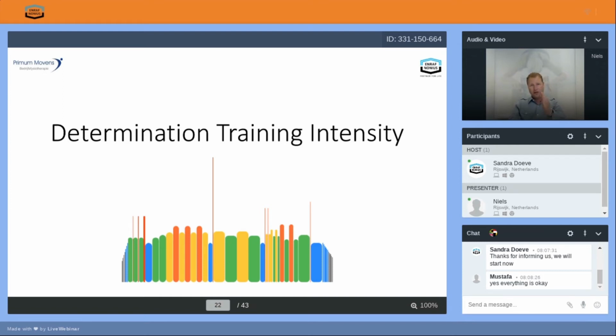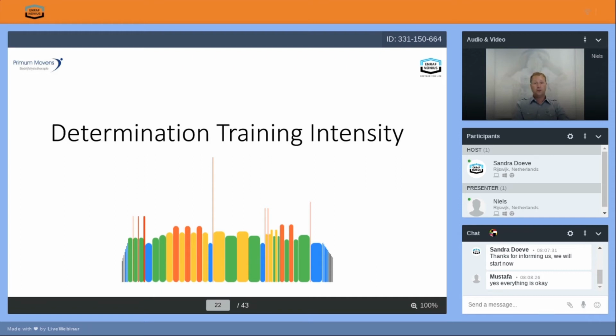That's why the next part, determination of the training intensity, is quite important, because as you saw in the previous graphs, if you have to deliver a lot of strength in a short amount of time, the creatine phosphate system is mostly active, which means that if you want to make a training program, you should focus on the creatine phosphate system.